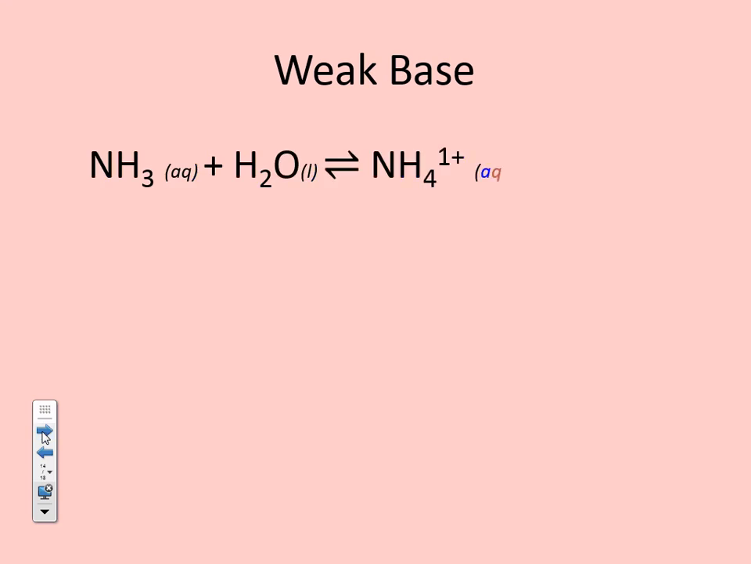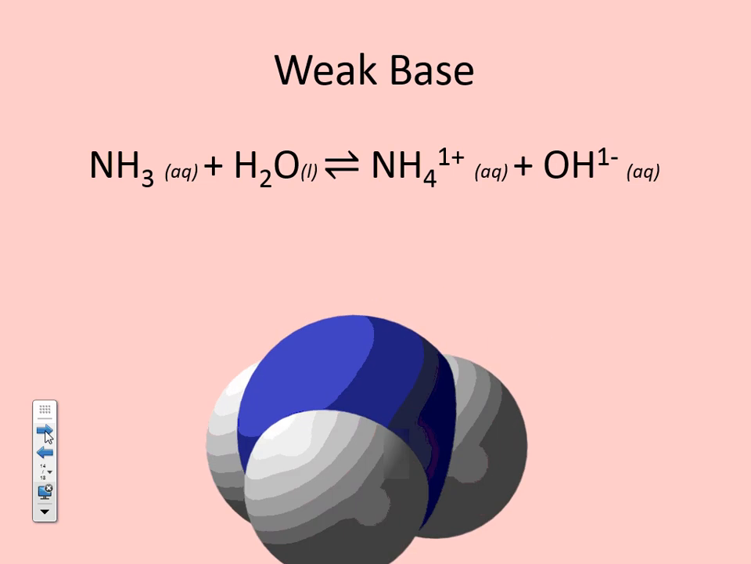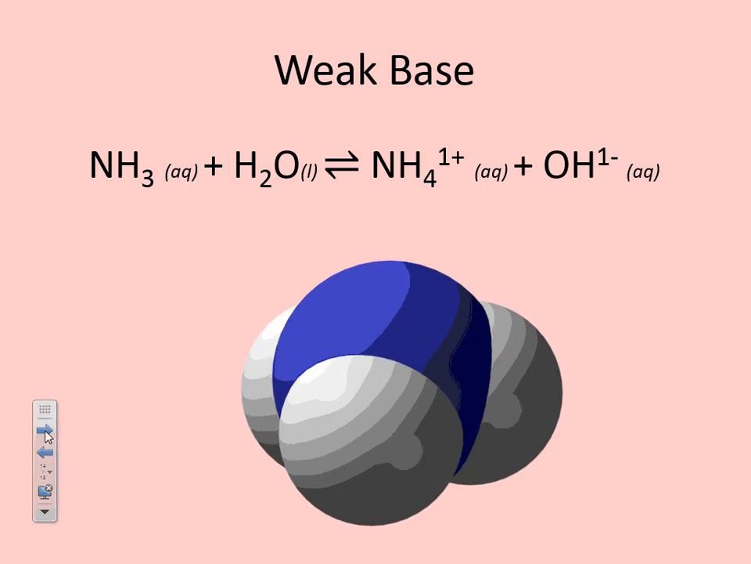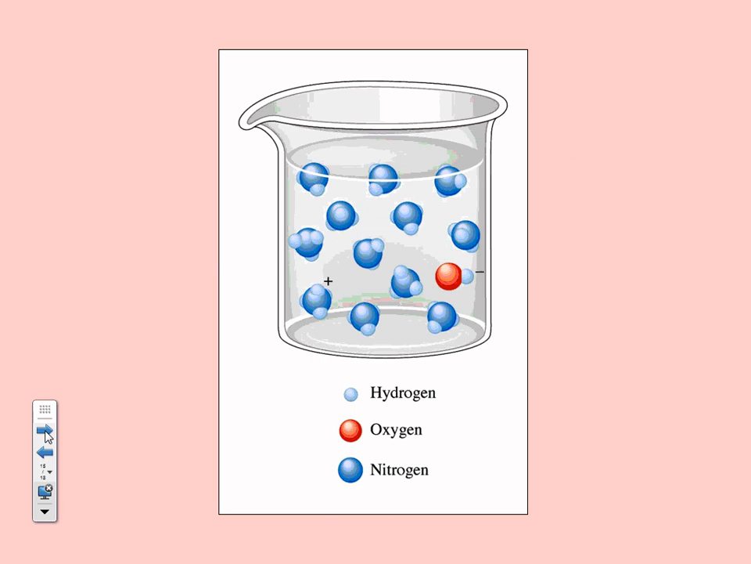A weak base, one of the most famous, is ammonia, and it ionizes only to a small extent. So again, note the equilibrium arrow, double-sided arrow, and there's the ammonia molecule. So most of the ammonia is still NH3, there's no ammonium or hydroxide. And here's the representation of your ammonia. There's your positive ion, and there's your negative ion for hydroxide.